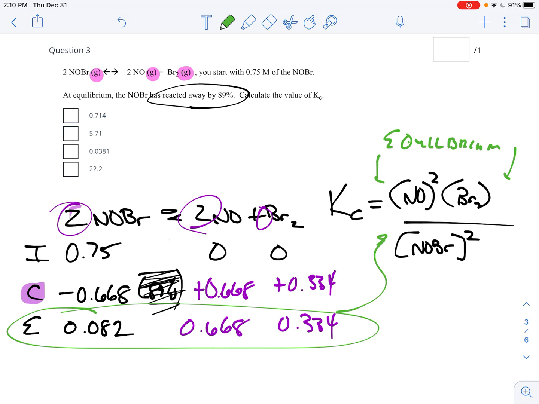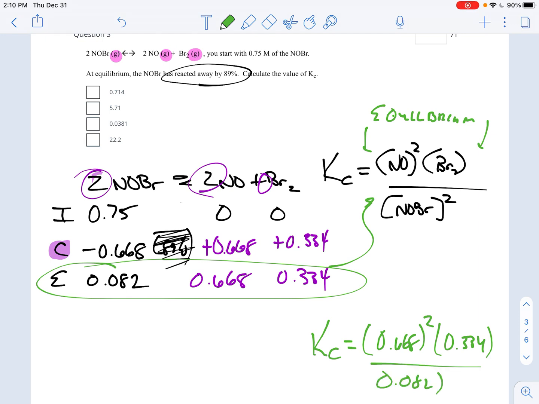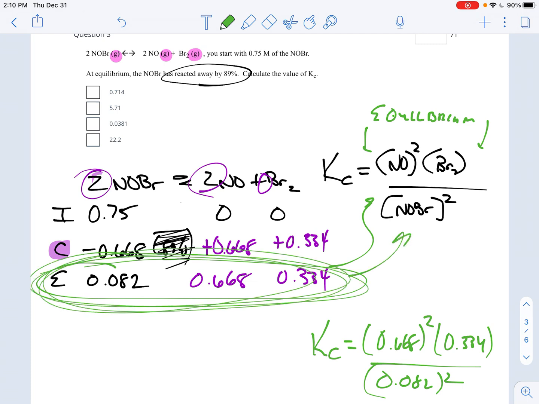And these equilibrium values can be plugged into this equation. And so my Kc then is going to be equal to 0.668 squared times 0.334 divided by 0.082 squared, because the equilibrium values are the only ones that go into this equation here. So it looks like I have 0.668 and another 0.668 and a 0.334, and I divide that by 0.082 and 0.082 again. Looks like I got about 22.2 here as my answer. So it looks like that one there is your guy.